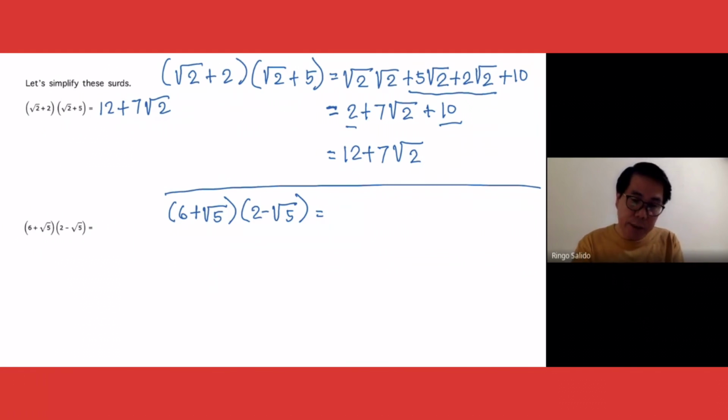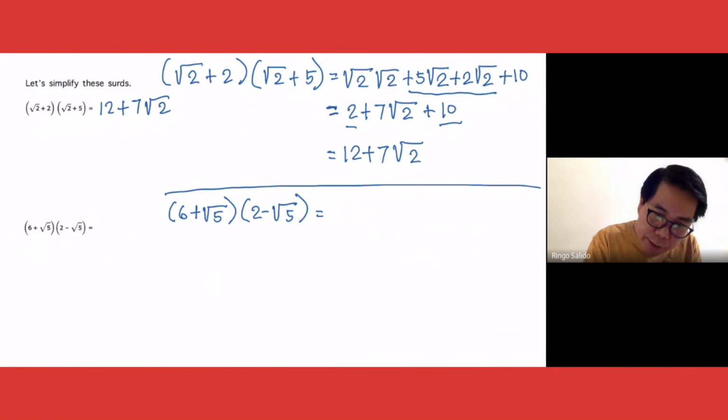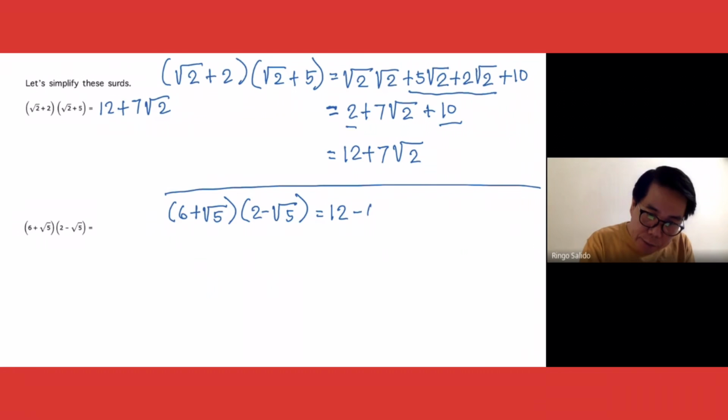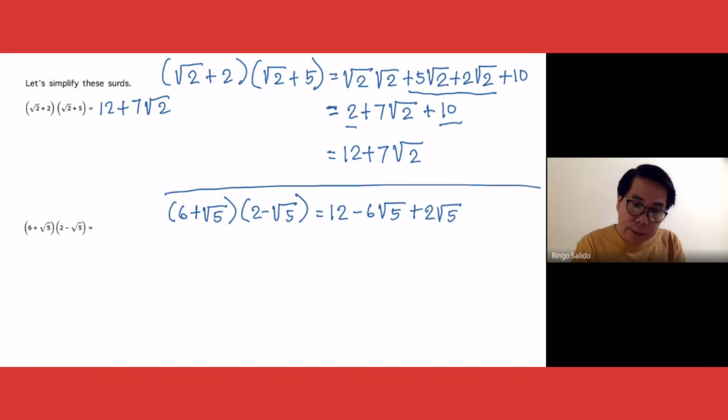Equals, okay, using the FOIL, 6 times 2 is 12, and then 6 times negative root of 5 is negative 6 root of 5. Then inside, root of 5 times 2 is 2 root of 5. And then the last, positive root of 5 times negative root of 5 will be negative root of 5 times root of 5.